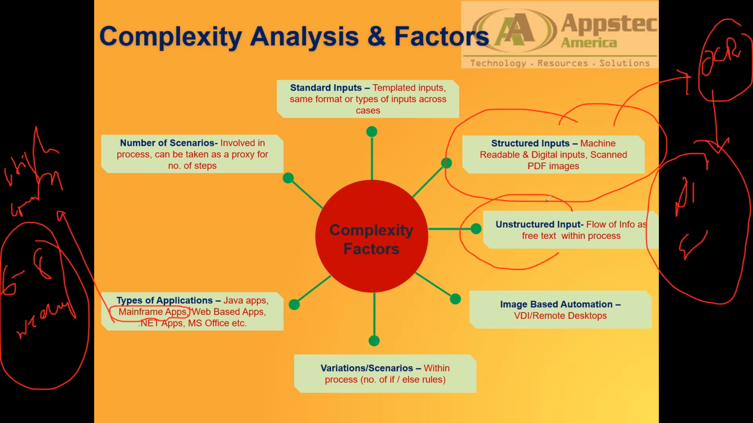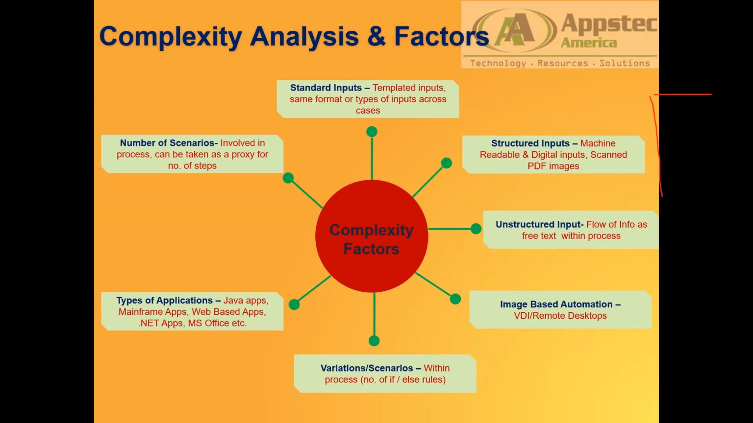Unstructured input is not at all encouraged because the flow of the text within the process is not defined, and it is very difficult to design a solution where structured input is not there. Image based automation: let's say I'm doing an RPA automation, but I have to log into a VDI. VDI is nothing but virtual desktop interface. Let's say the system I'm trying to access is not local, it is somewhere on a cloud server. So I need to make a virtual connection, or a remote desktop connection, to connect to that server, log in there and then do the automation. So in such cases my complexity becomes high.